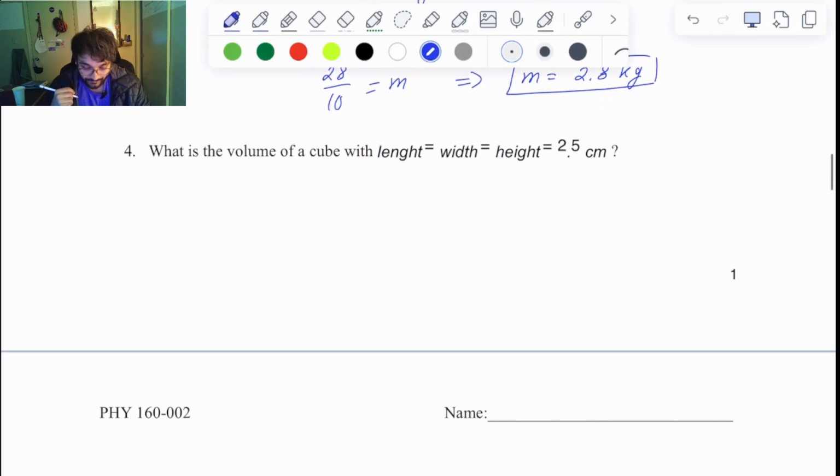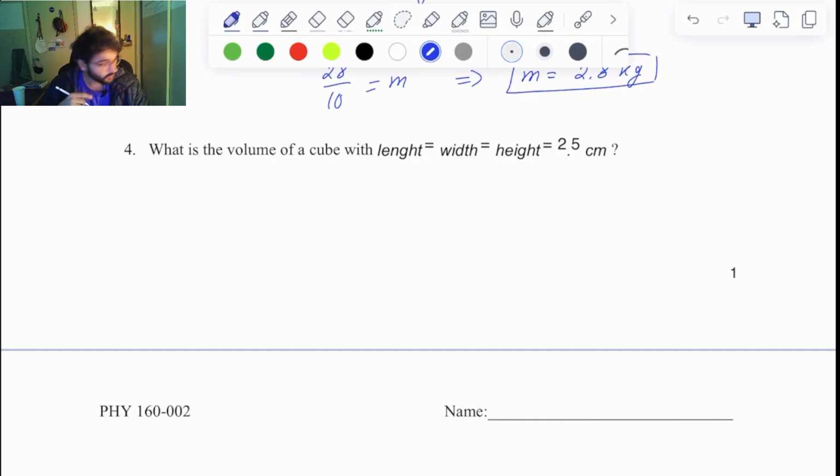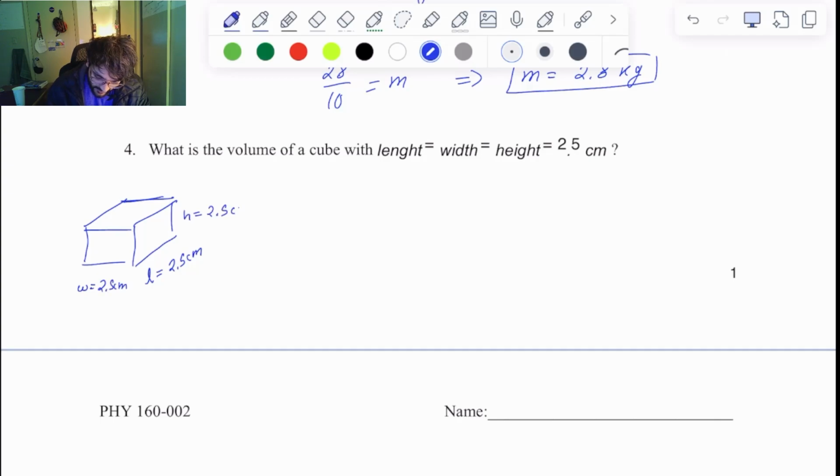Question 3 is, what is the volume of a cube with length equals to width equals to height equals to 2.5 centimeters? So volume of a cube, let's make a cube. And often it really helps if you make diagrams. So a cube is something like that, right? The length is 2.5 centimeter. The width is 2.5 centimeter, and height is also 2.5 centimeter.